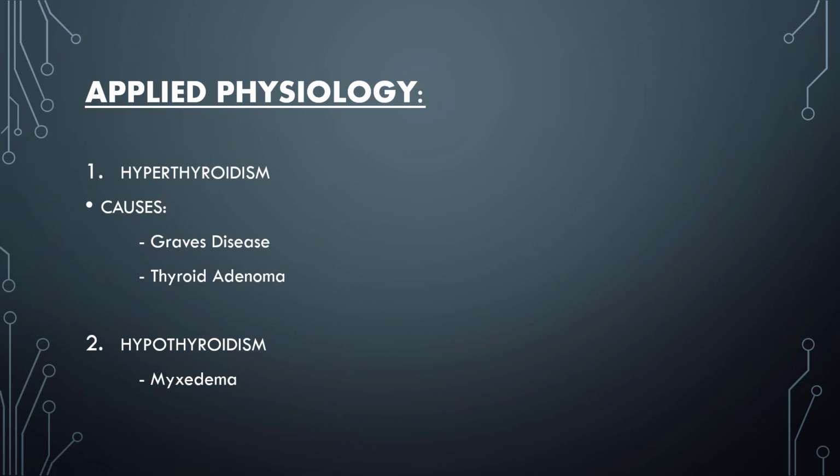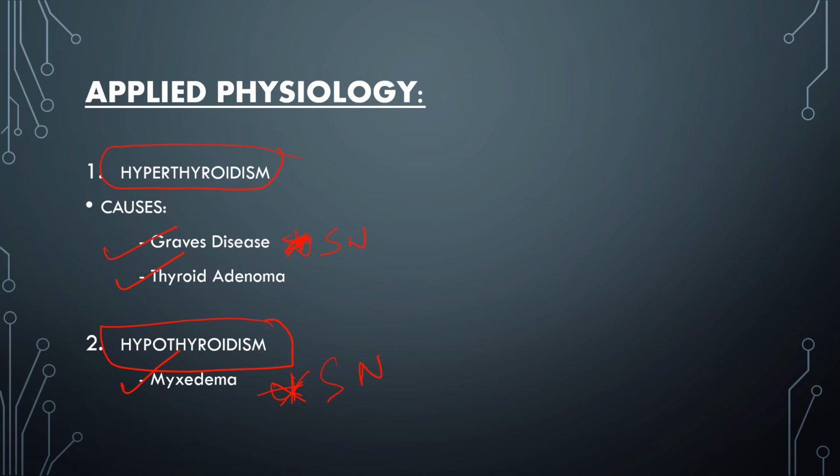Moving on to our applied physiology. Hypersecretion of thyroid hormones leads to hyperthyroidism, whereas hyposecretion of thyroid hormones leads to hypothyroidism. The name itself suggests: hyperthyroidism means hypersecretion, and hypothyroidism means hyposecretion. Hyperthyroidism causes Graves' disease and thyroid adenoma, whereas hypothyroidism causes myxedema. Graves' disease is one of the most frequently asked with short notes. Same for myxedema.